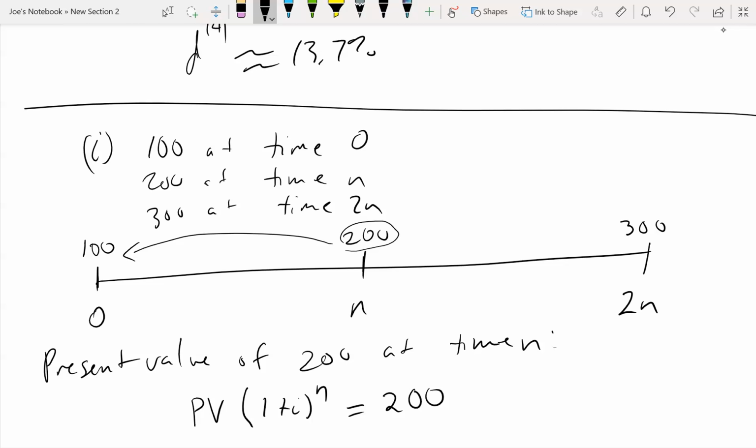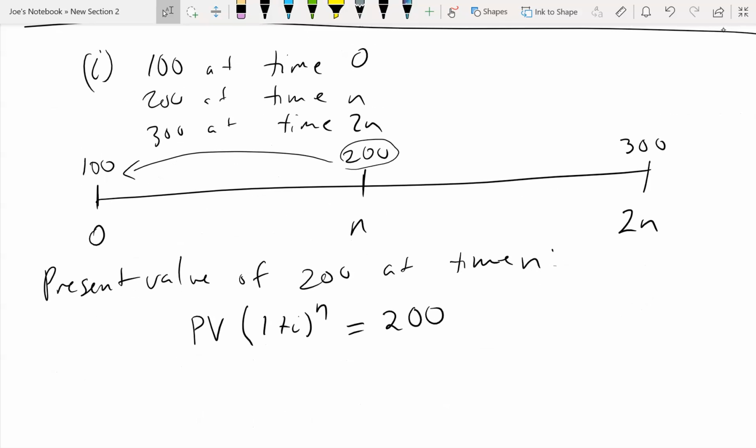The 200 is a future value. I'm trying to figure out what the present value is. Well, we can do that by dividing. So your present value would have to be 200 divided by 1 plus i to the n. Notice now that this looks like accumulated value times something that gives me present value. That's that discounting idea, right?